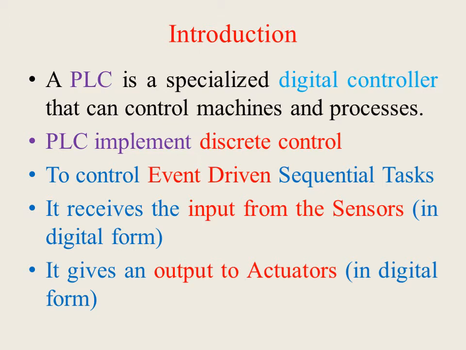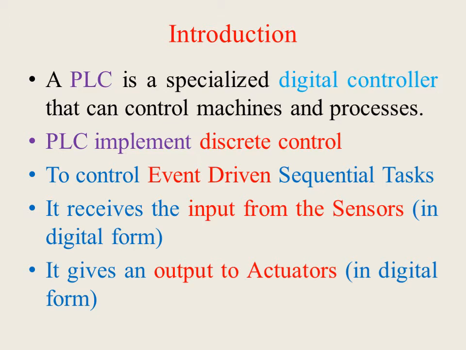We can have two kinds of control. One is continuous control, another one is discrete control. Wherever you want to control a discrete task, we implement PLCs. We are using PLCs for discrete tasks. Now the next thing is to control the event driven sequential task. There are two kinds of tasks: one may be time driven, another may be event driven.